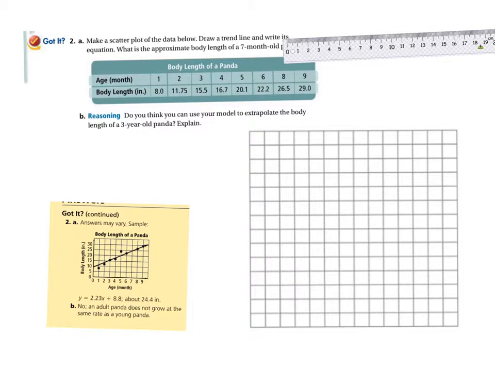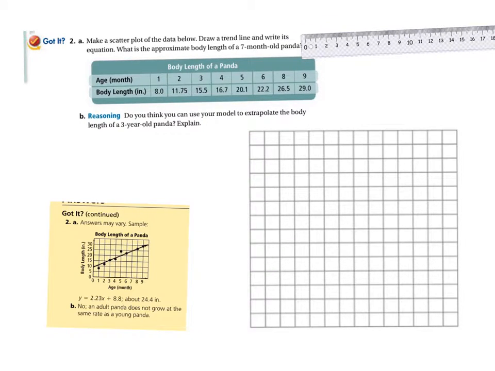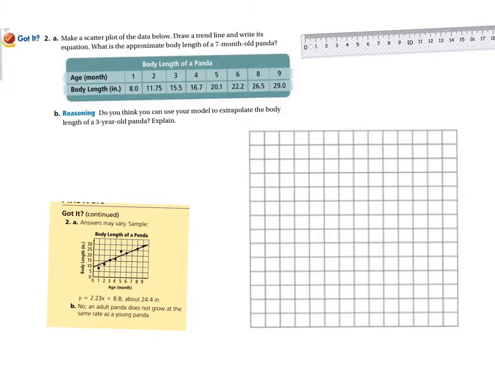So make a scatter plot. This is one you should have done. Again, if you ask questions, if you need my help. Make a scatter plot of the data below, draw a trend line, and write its equation. What is the approximate body length of a 7-month-old panda? So we can use it to make predictions and things like that. All right, so let's get started.